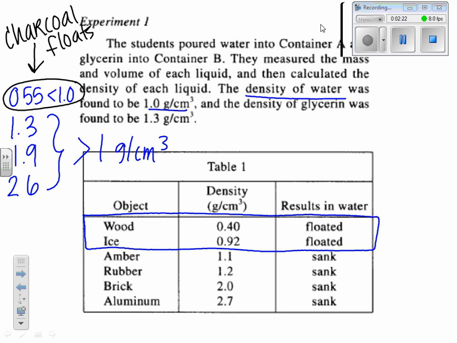In looking at table 1, wood and ice float in water with densities of 0.4 grams per centimeter cubed and 0.92 grams per centimeter cubed, respectively. An object must have a density less than 1 gram per centimeter cubed in order to float. 3 of the options have densities greater than 1. The best answer is A, a piece of charcoal with a density of 0.55 grams per centimeter cubed.